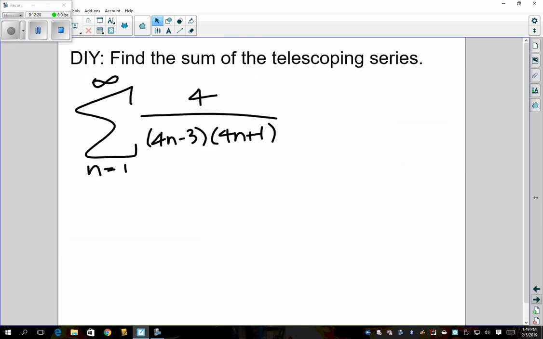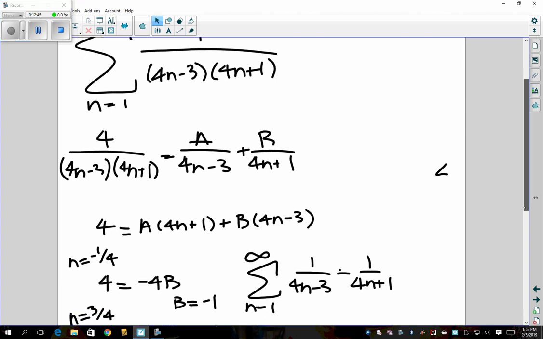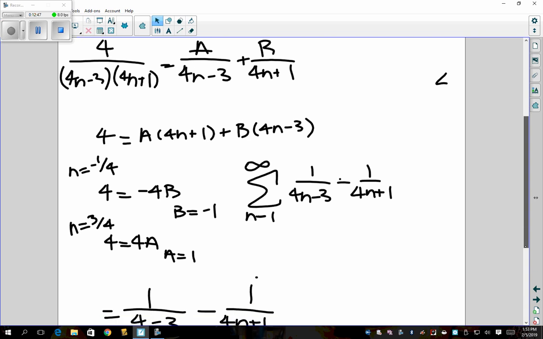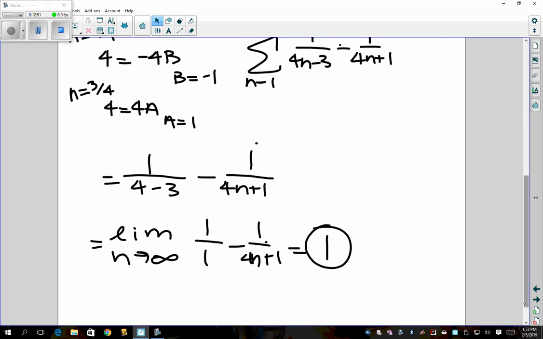So another DIY, this is a telescoping series. If you feel good about telescoping series, you can go ahead and skip. But go ahead, pause, write down the problem, try it by yourself. So for this problem, first we have to do partial fraction decomposition. Once we get the partial fractions, we can use the telescoping series to find the sum, and you should get that the sum is equal to 1.